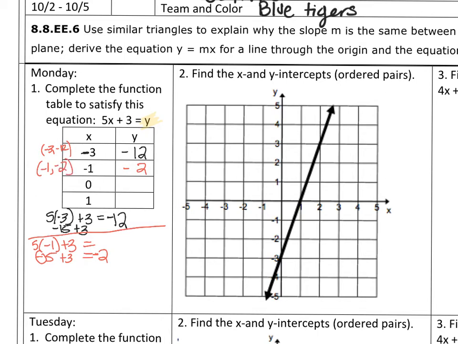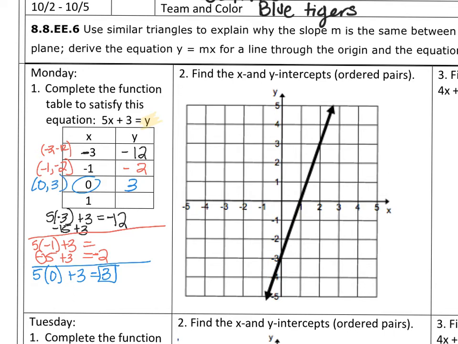My next point, this is probably going to be the easiest point. The easiest point to always plug in is 0. So my next point is 5 times 0, because that's my third value right there, plus 3. 5 times 0 is 0. 0 plus 3 is just going to be 3. So 3. So my point there is 0, 3.